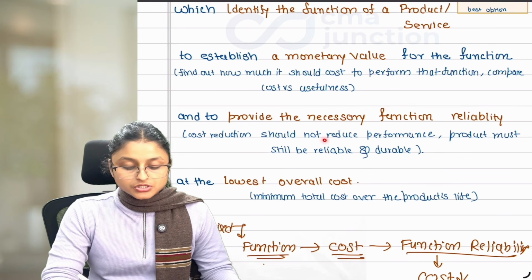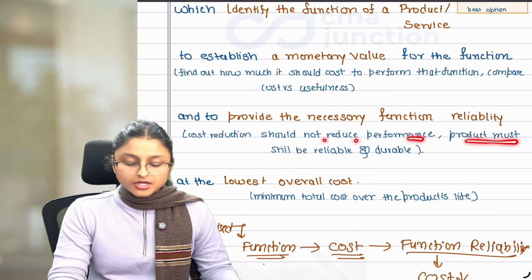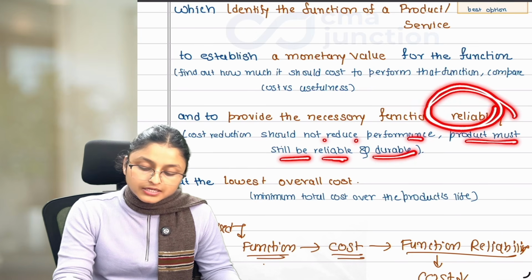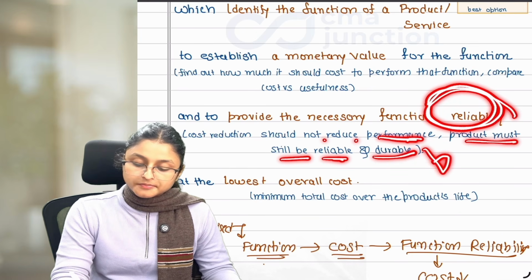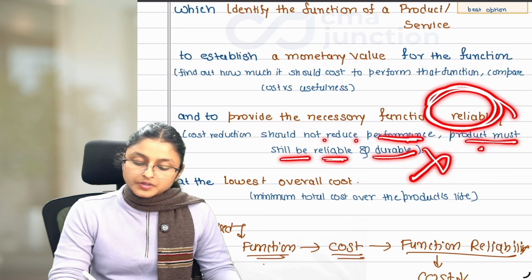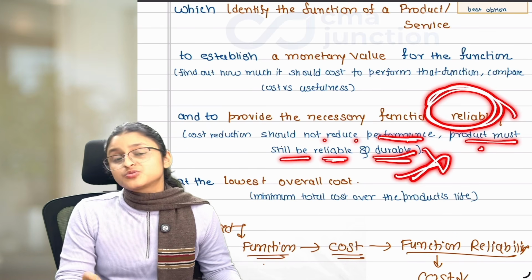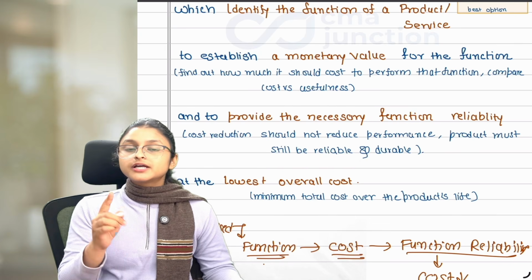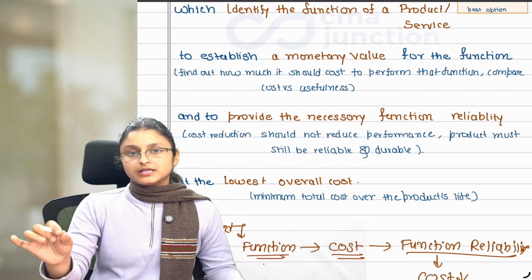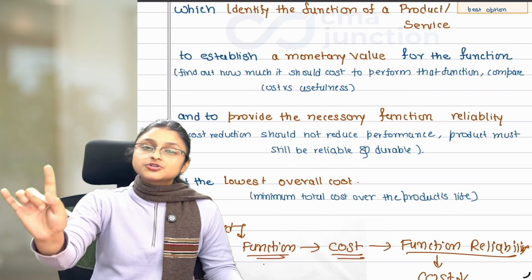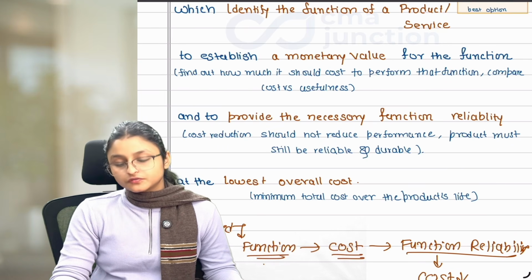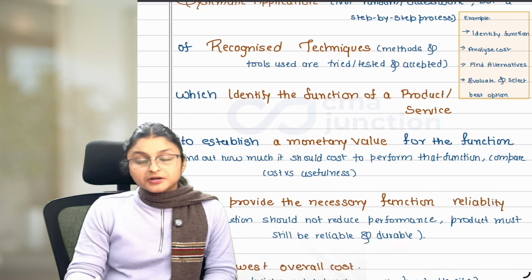Cost reduction should not reduce performance. The product must still be reliable and durable. So when we say function reliability, that means performance should not be compromised and the product should be reliable and durable as well. Now what is reliable? We have already understood that the product should be dependable. If I switch on the fan, I should know that it will work, and that is the dependability or reliability of the product. Now what is durable?